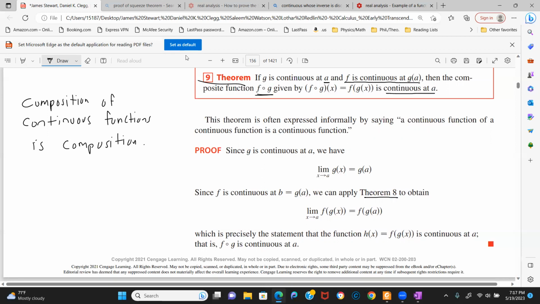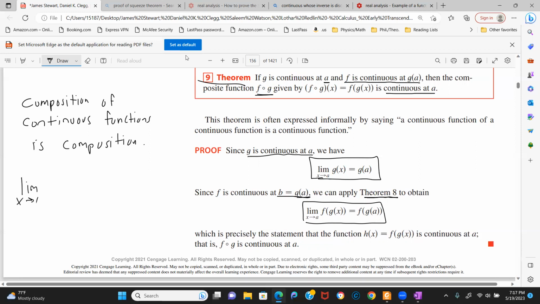So what's the proof? g is continuous at a. This is by definition of what continuity means, right? That this limit condition holds. Now, since f is continuous at g of a, which you call b, you can just apply theorem 8, right? So when you take this limit right here, you can draw the limit in. I don't like it, but that's actually kind of.